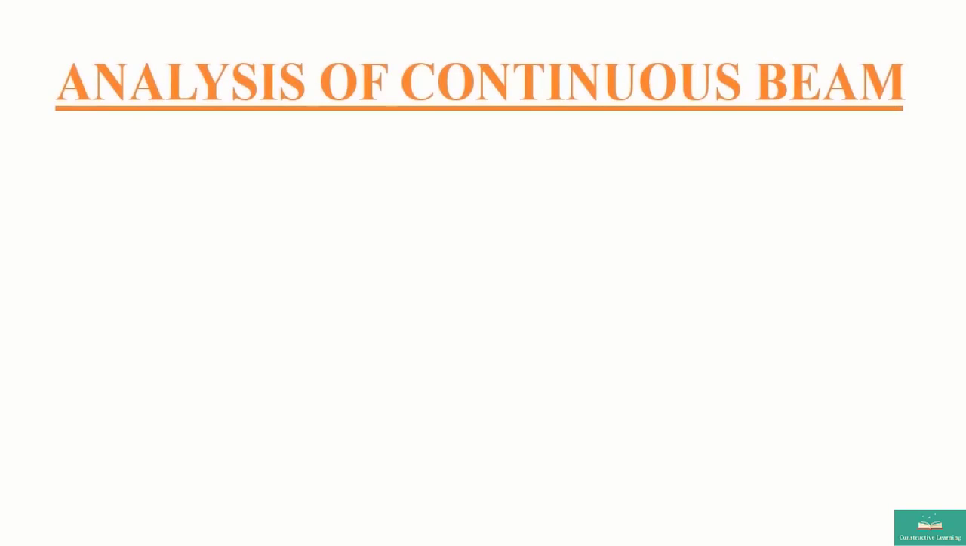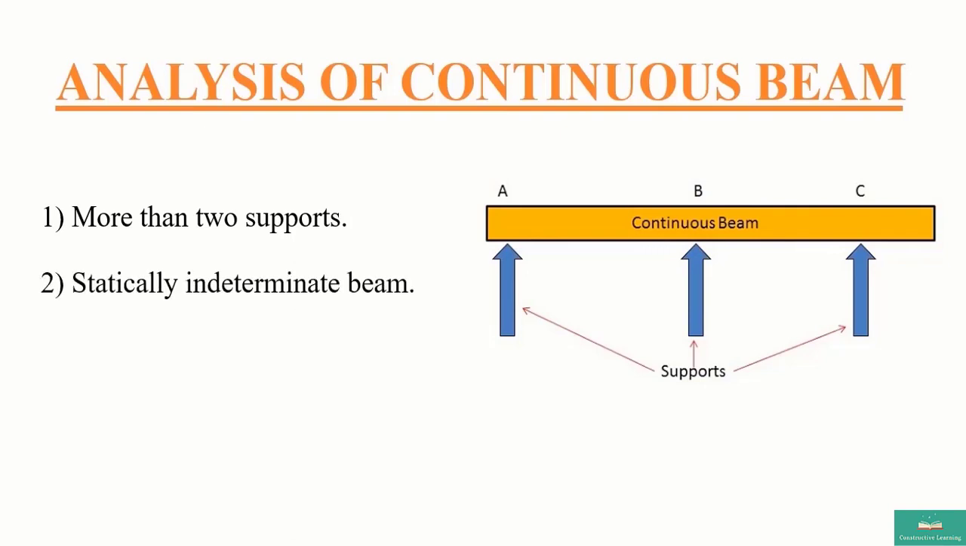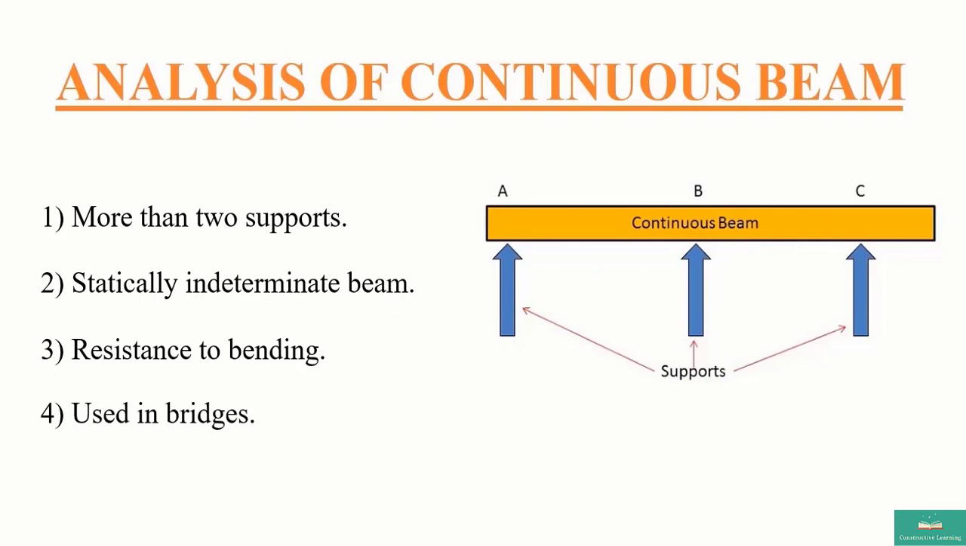Today we will discuss analysis of continuous beam in StatPro. A continuous beam is a beam that has more than two supports. It is a statically indeterminate beam which cannot be solved by equilibrium equations only. Continuous beam is a structural component that provides resistance to bending when a load or force is applied. These beams are commonly used in bridges.